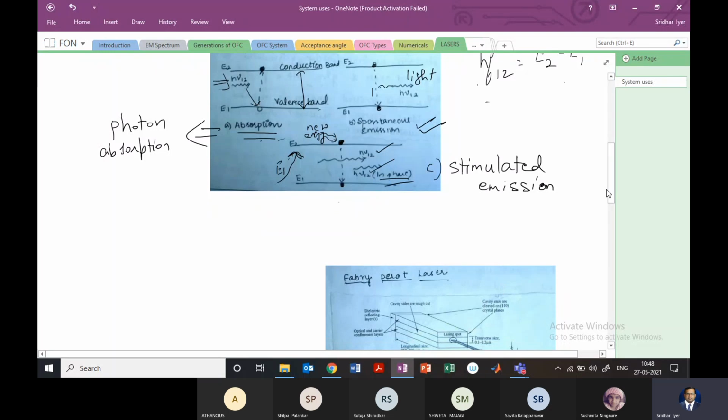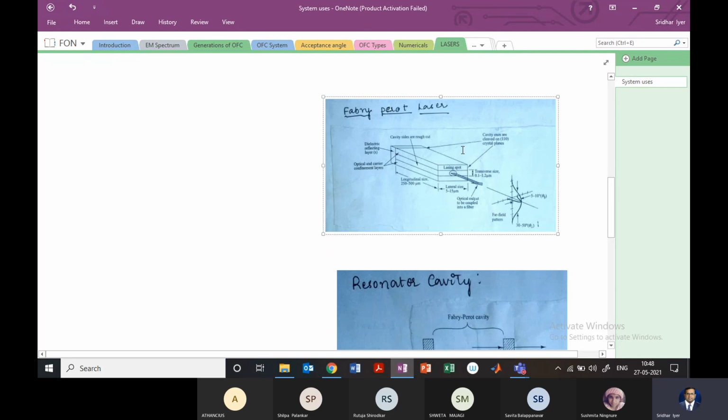Let me move this diagram a little bit. We need this diagram later.